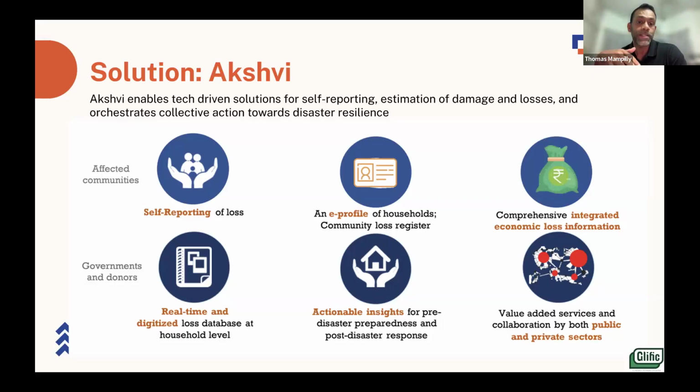And from the provider side, whether that's government or CSO or NGO and so on, or donors, they get this real-time, digitized loss database, which then gives them actionable insights of what they need to provide, right? And that coalesces the entire ecosystem towards providing relief response, preparedness, long-term resilience, and so on to each and every community that is impacted by disaster.